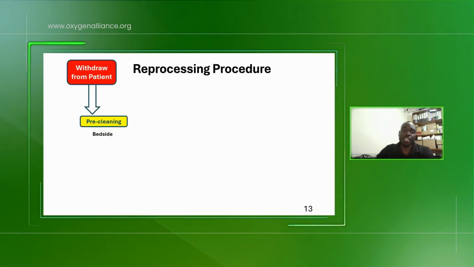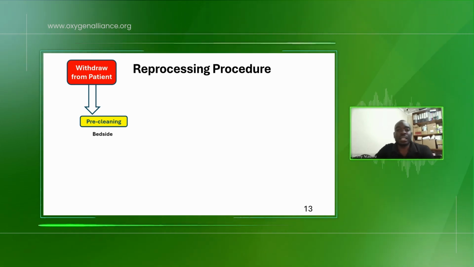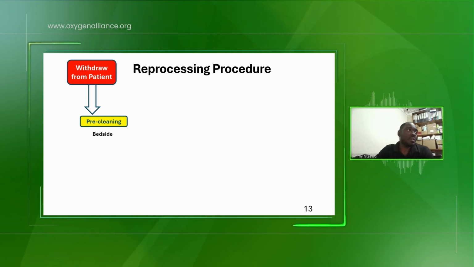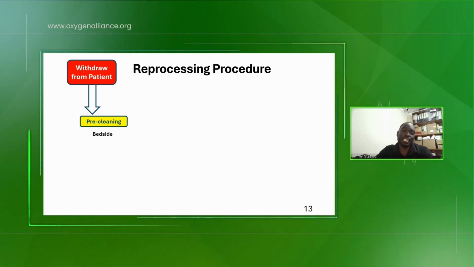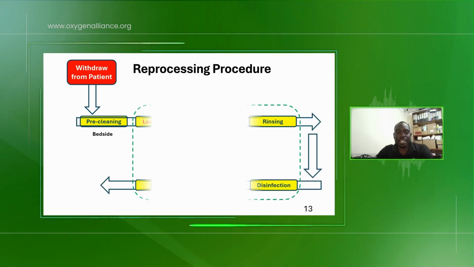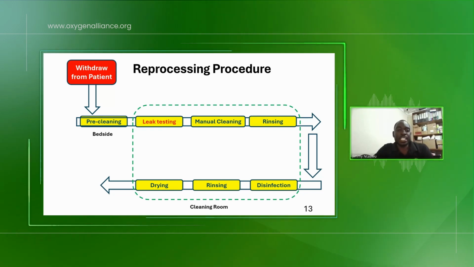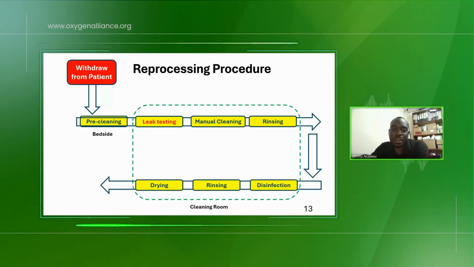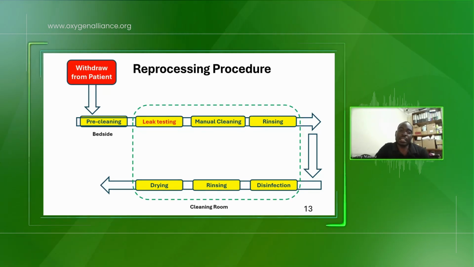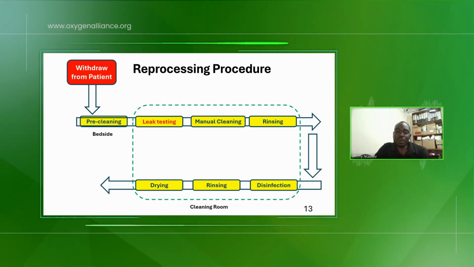So for reprocessing procedures, we have a procedure we do at the bedside when we are done with the treatment, or when we are done with the procedure. That is pre-cleaning. This is where we clean the outside of the scope and we flush water into the channels. Then we take the scope to the cleaning room, where we do what we call a leakage test. This is very important. We are going to see why. It's an important task we do when it comes to reprocessing of scopes.